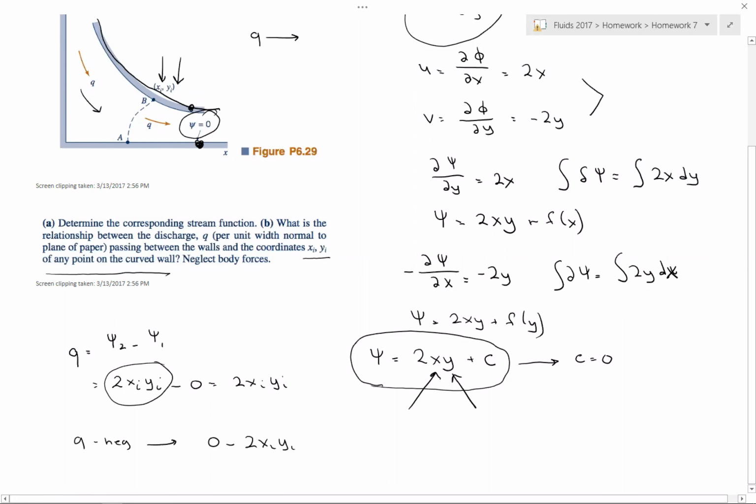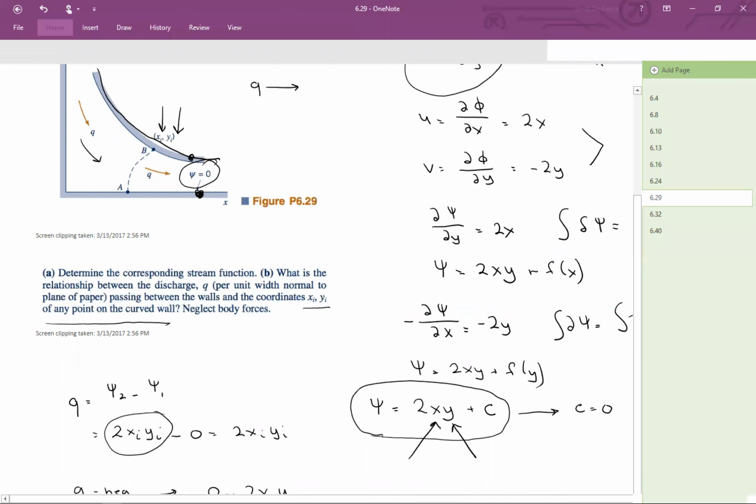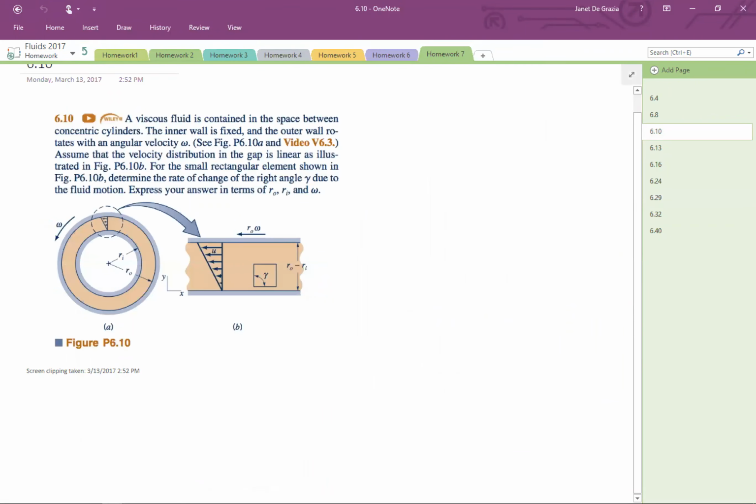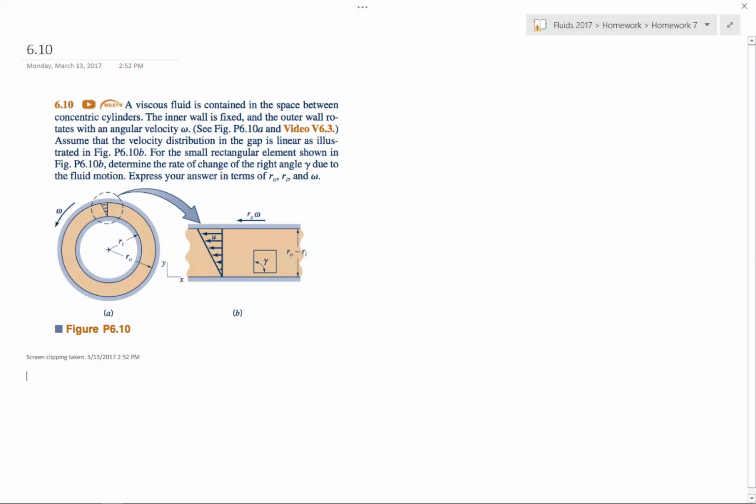Where should I go next? I think somebody asked for 10. Want to do 10? Oh, why not? I actually thought this was the one that was going to be the hardest here. So we have a viscous fluid, a small rectangular element, determine the rate of change of the right angle due to the fluid motion.